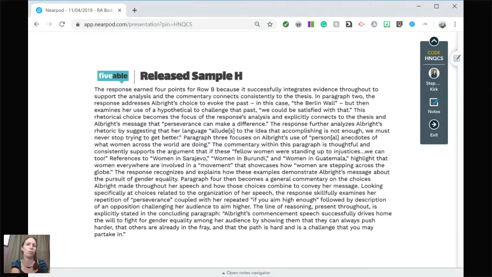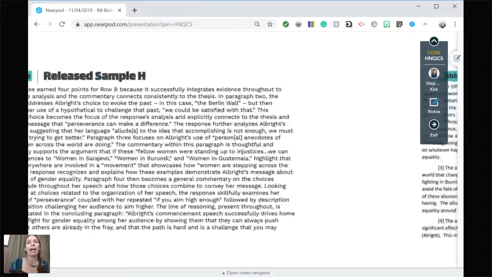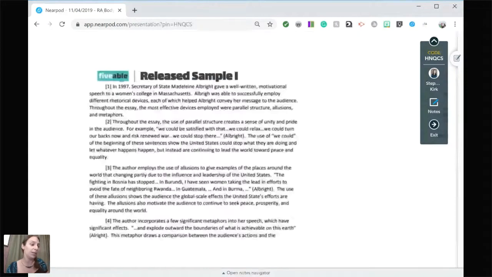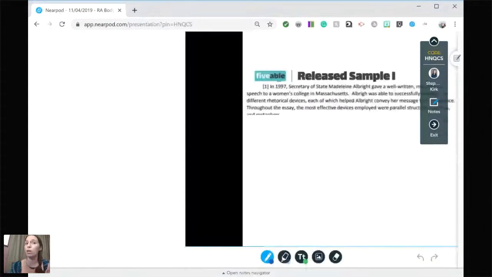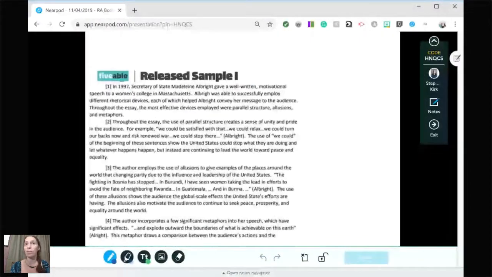All right, you got one more? Time for one more in you? I think you do. All right, so release sample I. What's the first thing you noticed here? You noticed it was a little bit short, didn't you? Now, again, shorter is not always a bad thing, but we want to make sure that we have quality of our analysis over the quantity of our paragraphs, okay? That is a big idea I want you to walk away with, knowing, hey, it does matter.